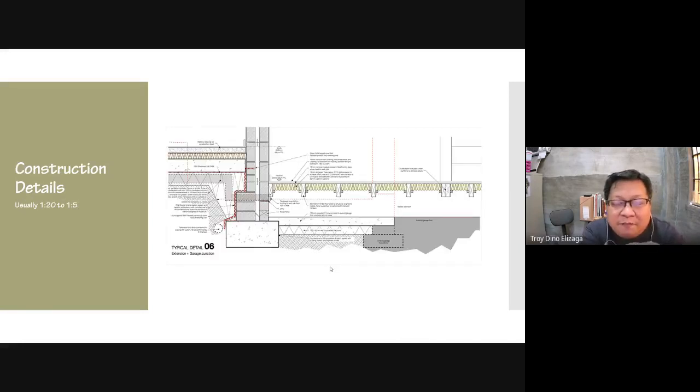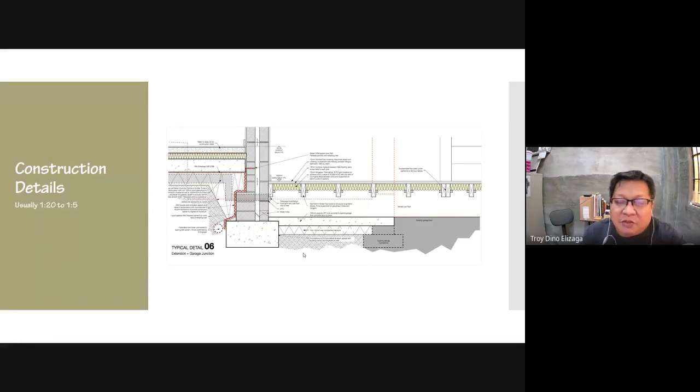Construction detail. So you will be drawing so many things. Therefore, the scale to use is usually between 1 is to 20 to 1 is to 5. So as big as 1 is to 5. Because as you can see here in the example, there are so many notes, so many dimensions, and so many other details, no? Like the drain, and then also the insulation. Then you'll have to learn all of these symbols later on.